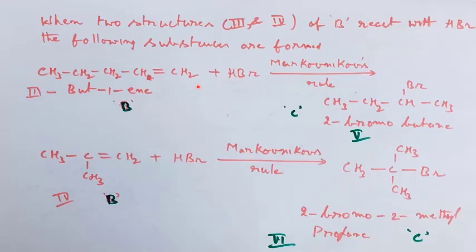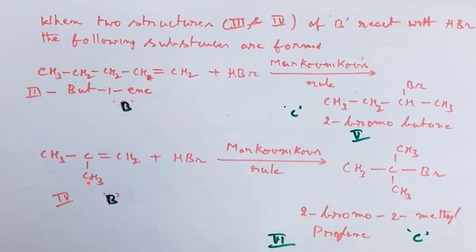When HBr is added to an unsaturated alkene, the addition takes place according to Markovnikov's rule. So here Markovnikov's rule is involved. When structure 3, that is but-1-ene, reacts with HBr according to Markovnikov's rule, we get 2-bromobutane. This is a secondary alkyl halide. Whereas structure 4, that is compound B, reacts with HBr according to Markovnikov's rule.